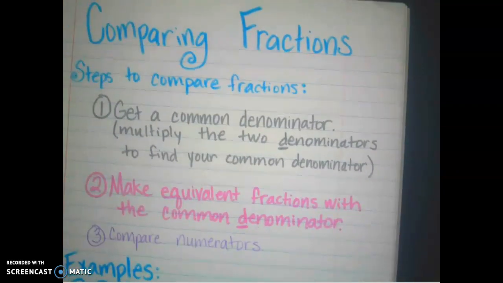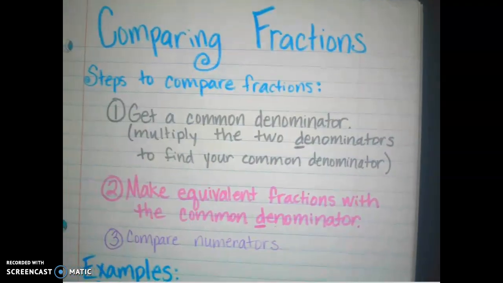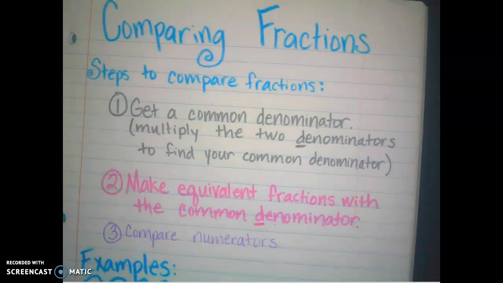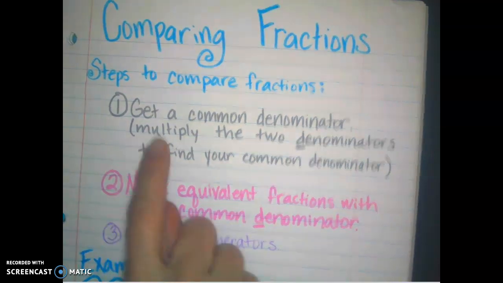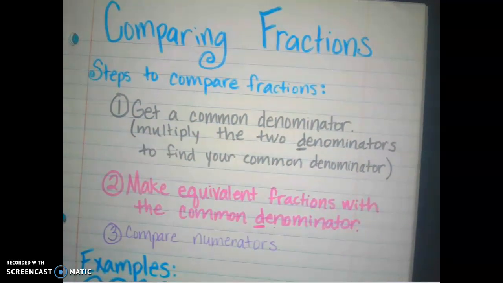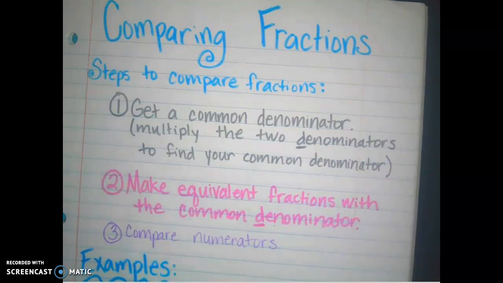All right, here are the steps to comparing fractions. Whenever you compare fractions, it's easiest to do that if you have a common denominator. So your first step is to get a common denominator. And to find the common denominator, we are going to multiply the two denominators that you have, and that's going to be your new denominator.